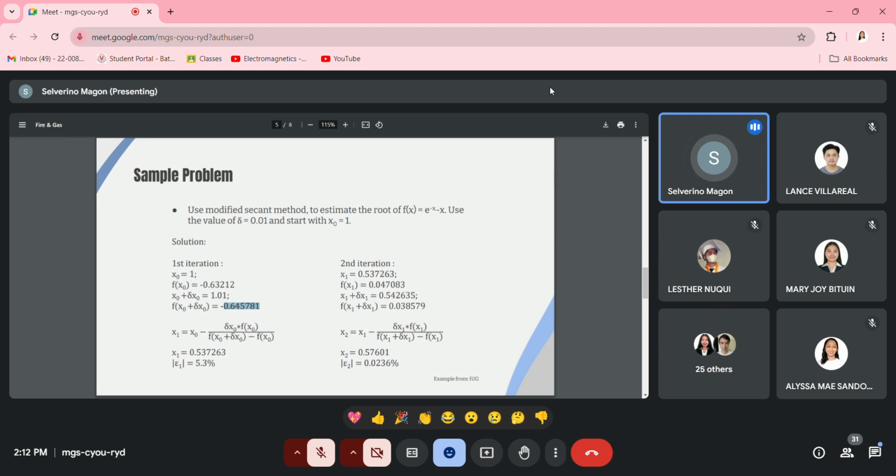Okay, so the corresponding change, a 1% change in horizontal value, resulted in these changes in vertical value. And then we have the previous formula. We just plug in all the values in the formula, and so we have the new solution at x1 equivalent to 0.53726, right? Are the steps being followed?